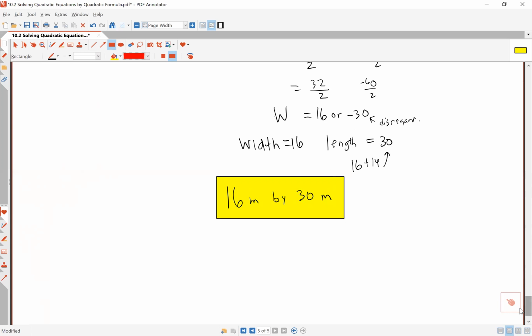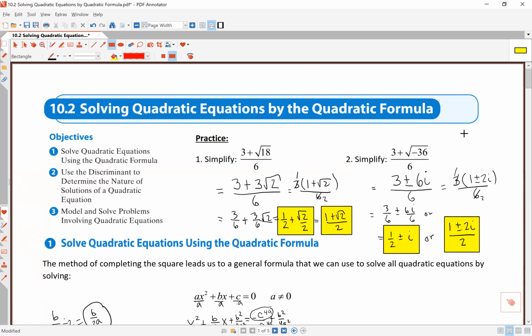And this concludes the video for section 10.2, solving quadratic equations by the quadratic formula, objective 3, model and solve problems involving quadratic equations.